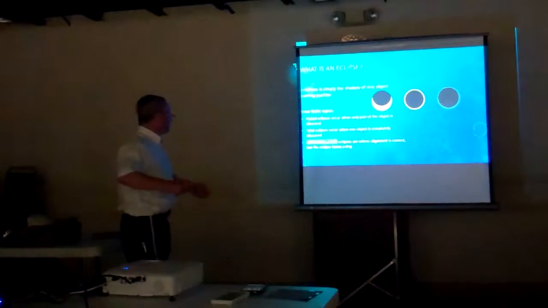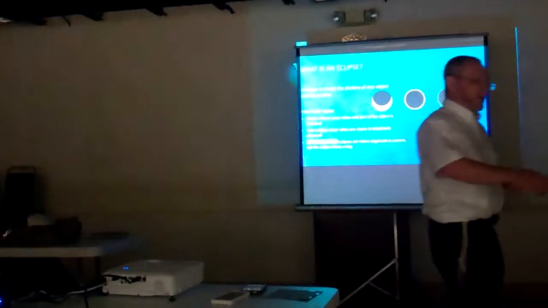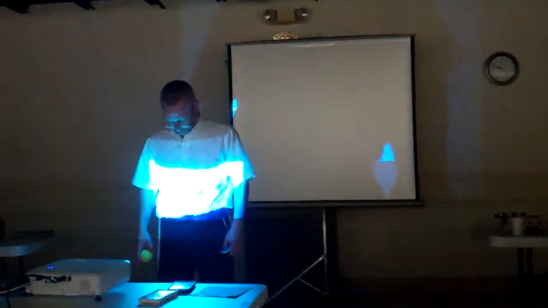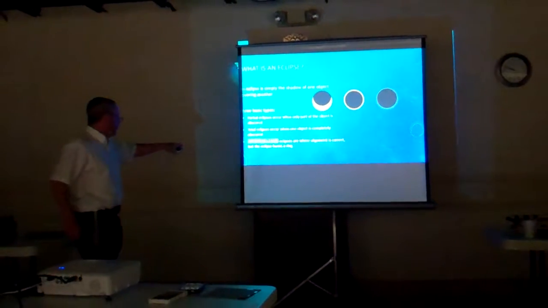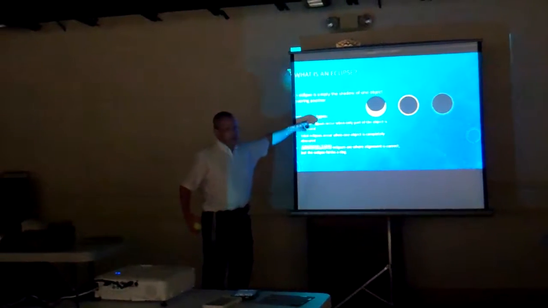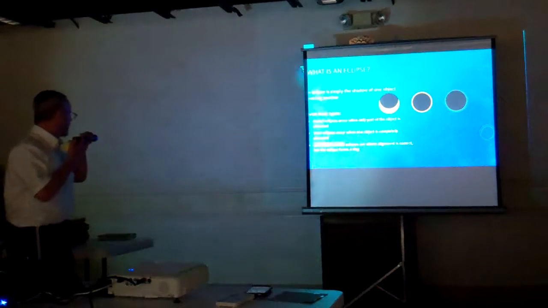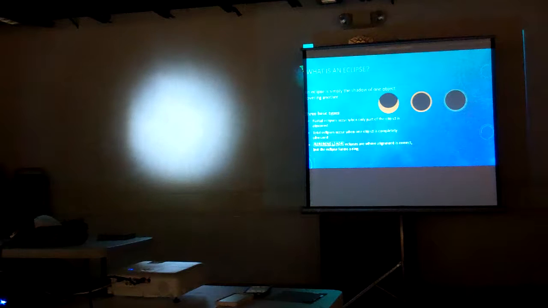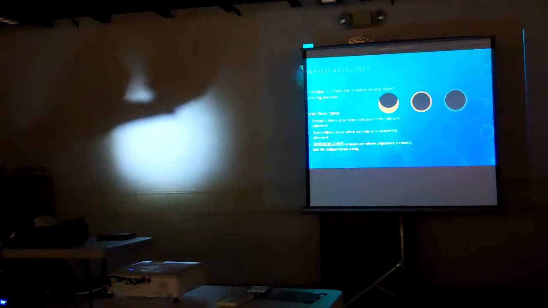Okay, so, very simply, what's an eclipse? An eclipse is simply when one object comes in front of another and blocks it. So we have a couple of different flavors of eclipses. We have something called a partial eclipse. So this will happen when an object comes in front, but not quite all the way in front of the object. So we call this a partial eclipse.